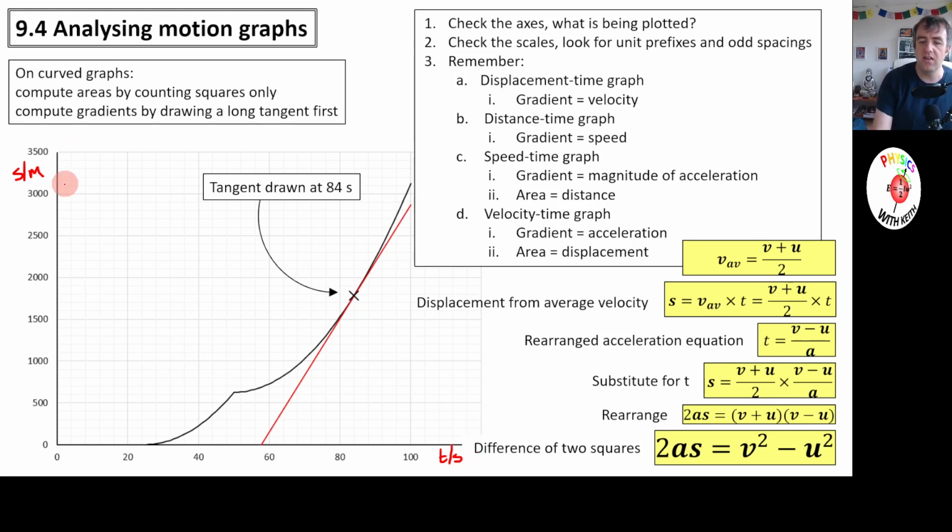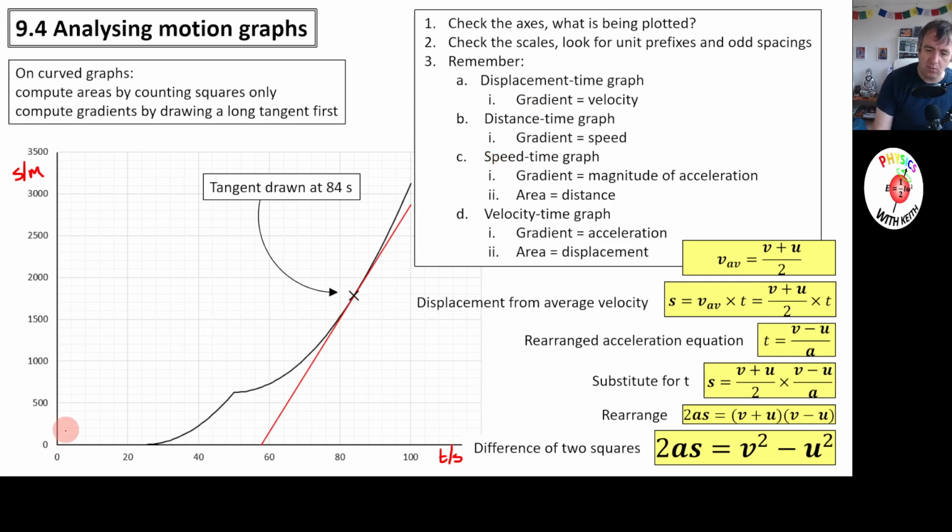If it is velocity versus time, then we know the gradient is an acceleration, and the area is the displacement. So distance versus time, gradient is speed, area has no significance. If it's speed versus time, gradient is the magnitude of acceleration, area is the distance. So you know this stuff, and that's listed here on point number 3. So check the axes, check the scales.